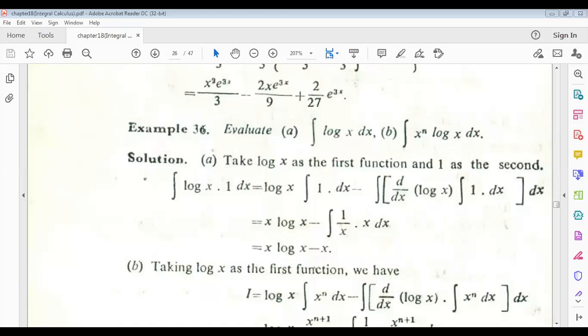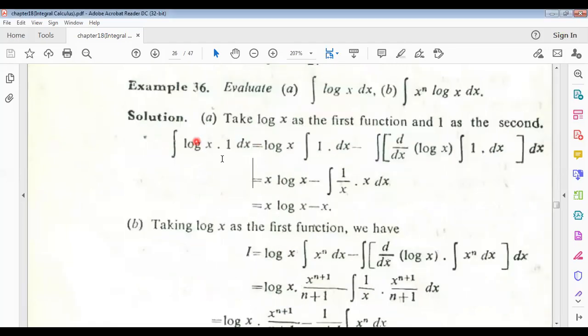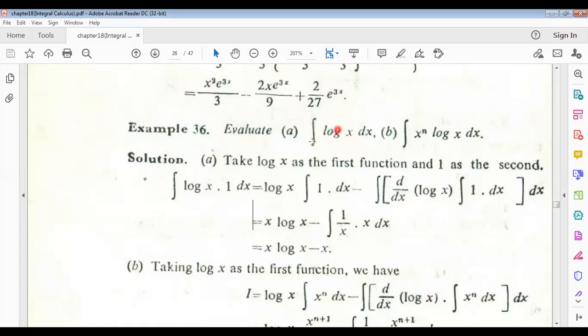Now another example for you: how to find the integration of log x, only log x, with respect to x, and another, x to the power n log x. There is no direct formula for log x in integration. This is why we can write log x into 1 in dx, taking another 1 here. Log x is u and 1 is v. Using the UV rule, we write u into the integration of v, minus the integration of the differentiation of u times the integration of v.